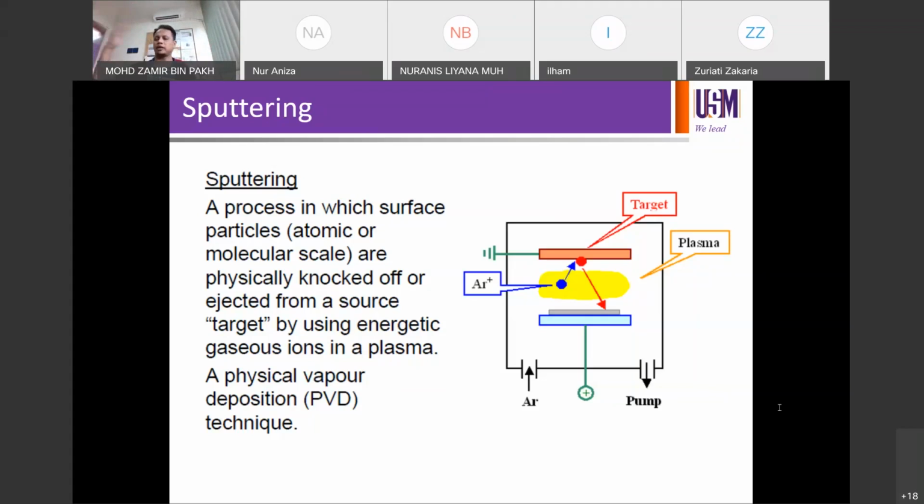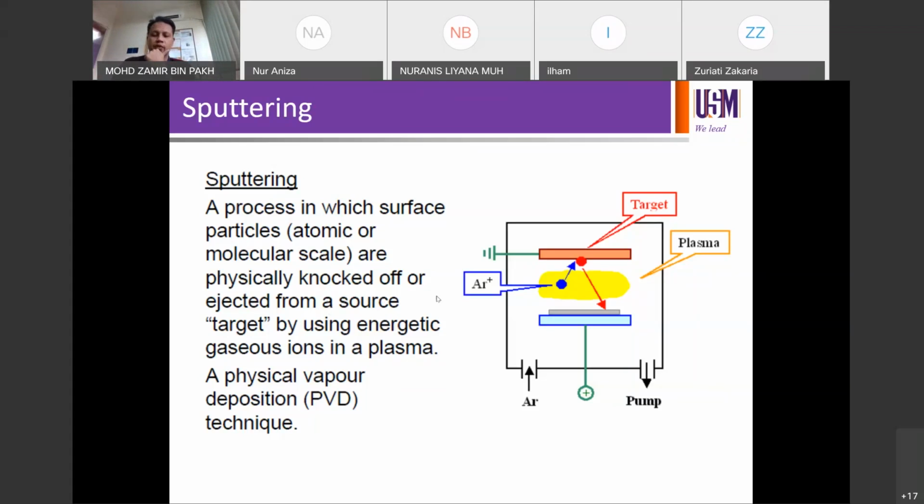The same goes for ITO, zinc oxide, aluminium. You can in fact sputter the materials that you can evaporate by thermal evaporation. You can sputter aluminium, silver, dielectric, conductive oxide. So it's a wider range of materials that you can sputter, right? The atoms or molecules will be physically knocked off, ejected from a source target. So this is the sputter target, using energetic gaseous ions in plasma.